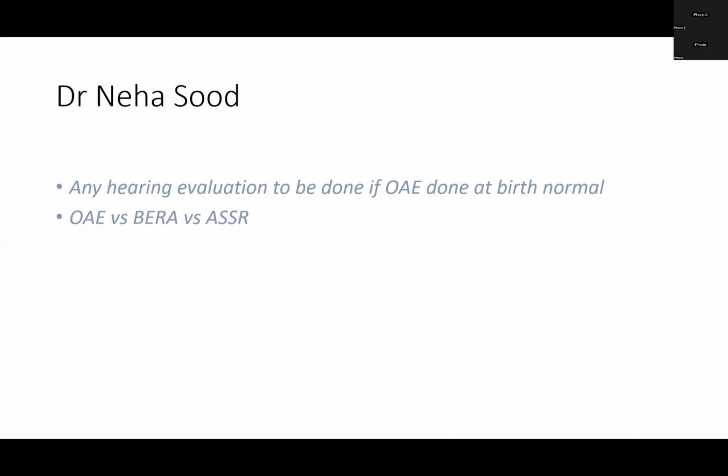BERA will give you the threshold levels at which the child is hearing. And the difference between BERA and ASSR is that ASSR gives you the threshold levels at every frequency, like the audiogram we do in adults. So ASSR will give you the threshold levels at various frequencies without actually doing an audiogram in these children. So at 12 months, ideally, BERA should be done so that you know for sure whether the child is hearing or not, and you can then plan your treatment the way you want to plan it.